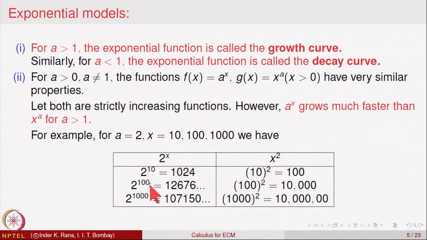When we take x to be 100, then 2 to the power 100, we can compute, it is 12,676... Whereas for 100 to the power 2, it is just 10,000. So more difference appears. When 2 to the power 1000, you can compute, the value is this, and we have not written the other values. You can see that this value is much bigger than this value. So this says that the exponential function grows much faster than the power function. One can prove that this growth is faster using higher order calculus, so we will not be doing that.